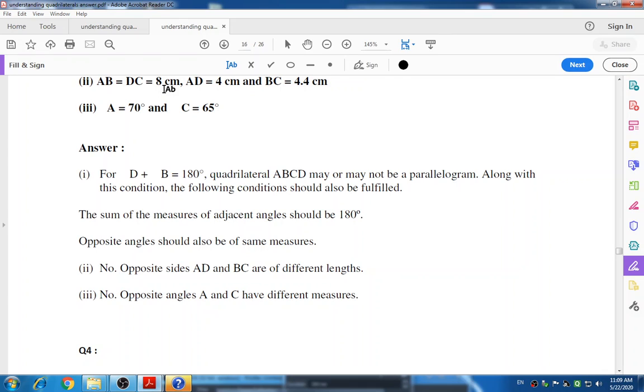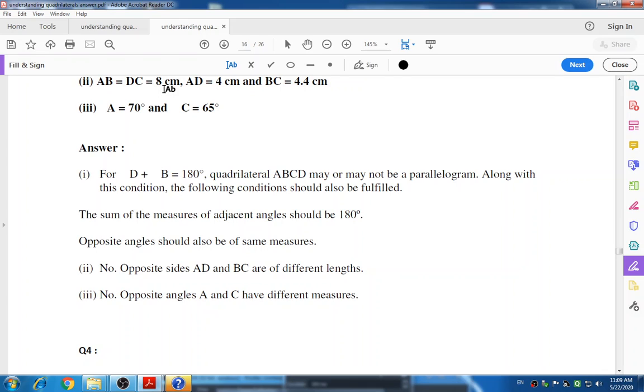Look at here, A and C, these are alternate alphabets. So alternate alphabets means they are opposite angles, and in a parallelogram opposite angles are equal in measure, but still they have different measures. So no, opposite angles A and C have different measures. As like that, without drawing a parallelogram, we can solve these examples also.